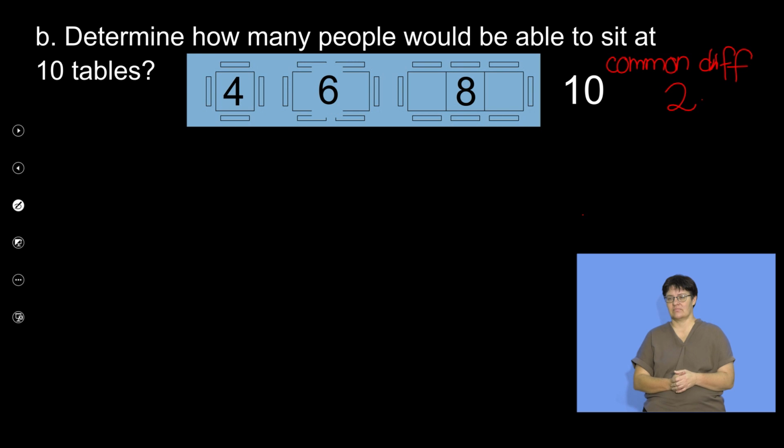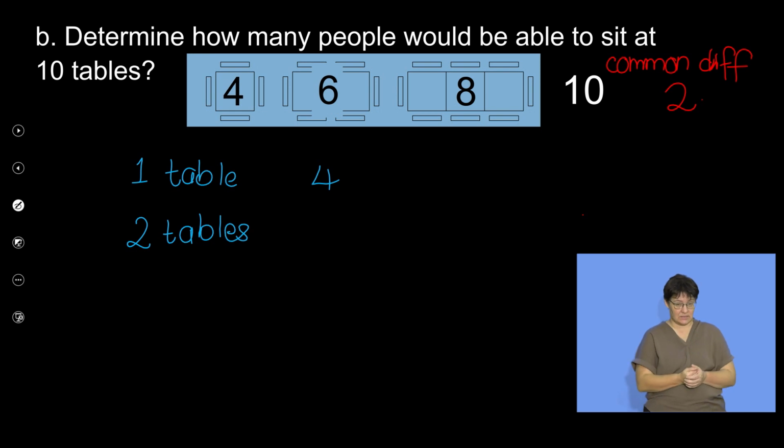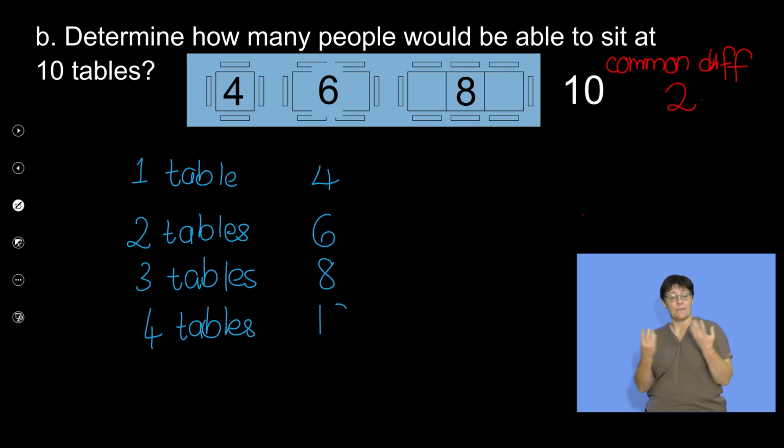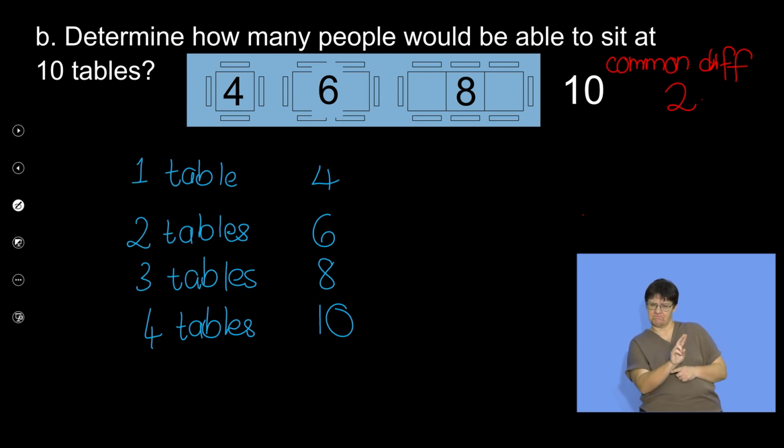So at one table, I have 4 students. At 2 tables, I have 6. 3 tables we discussed we have 8. And 4 tables we discussed that we have 10. So I'm going to ask everyone to see if they can see a connection between the tables and the common difference.